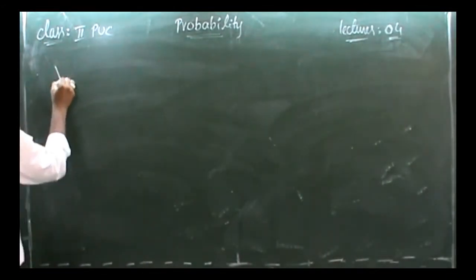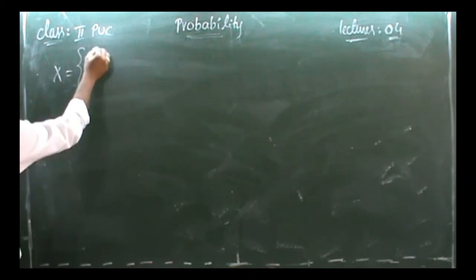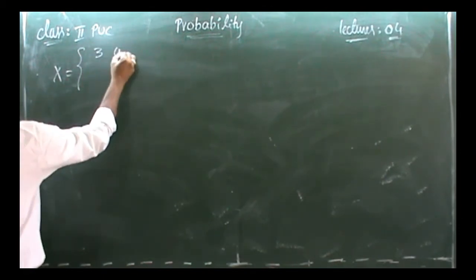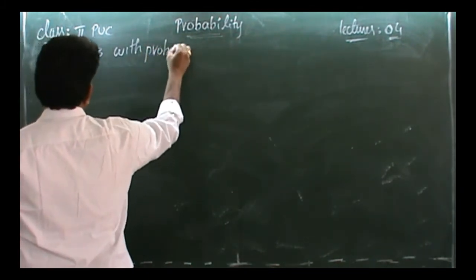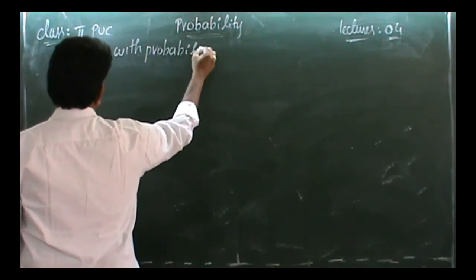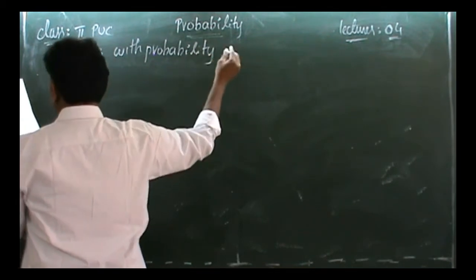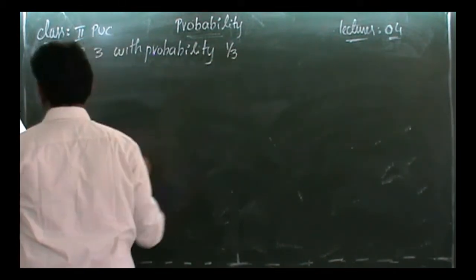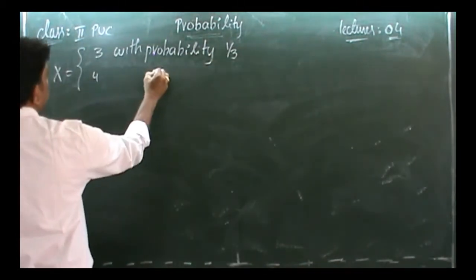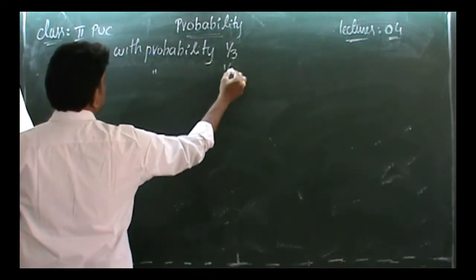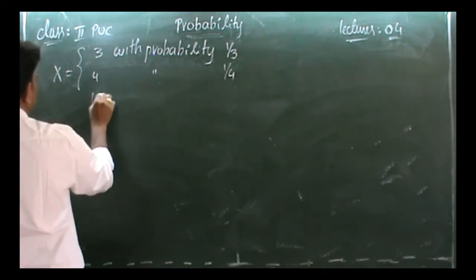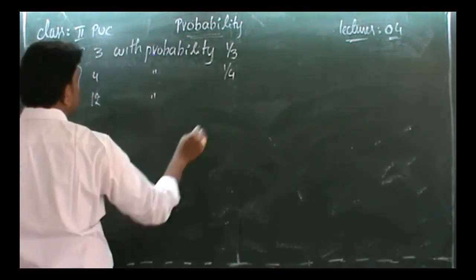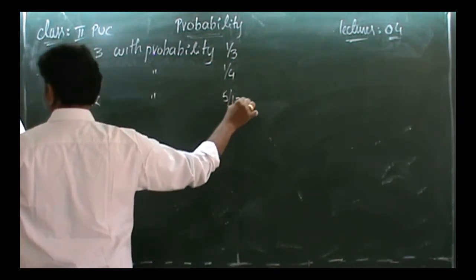The question is given like this: x equals 3 with the probability 1 by 3. Next 4 with the probability 1 by 4. And 12, sorry, not 5, 12 with the probability, what is the probability? 5 by 12.